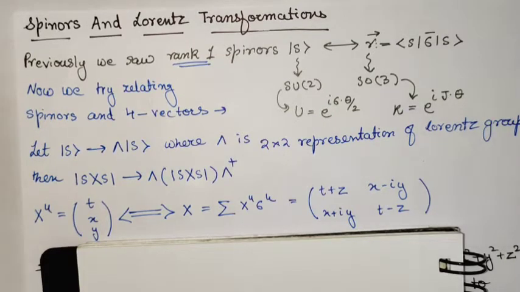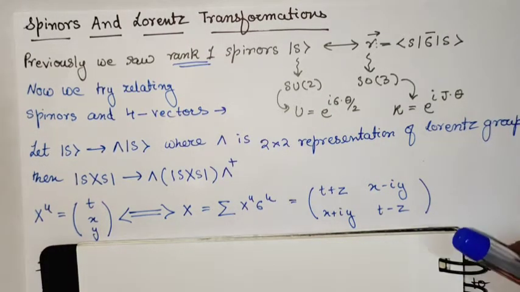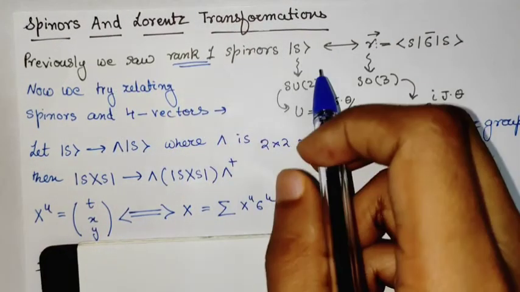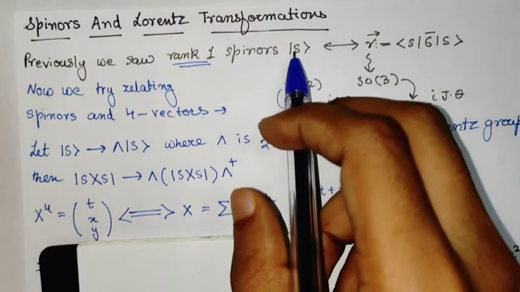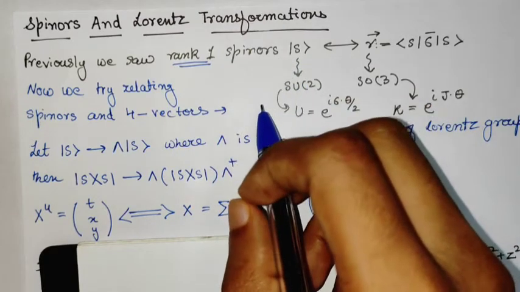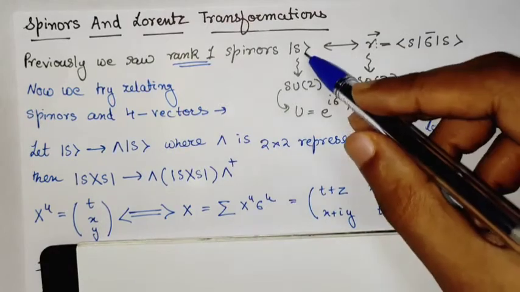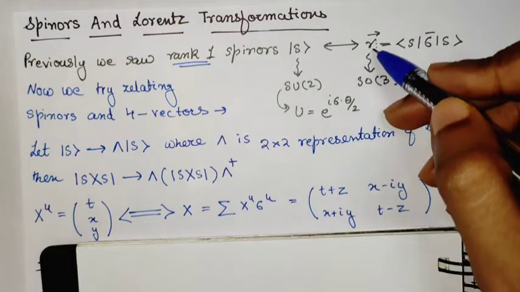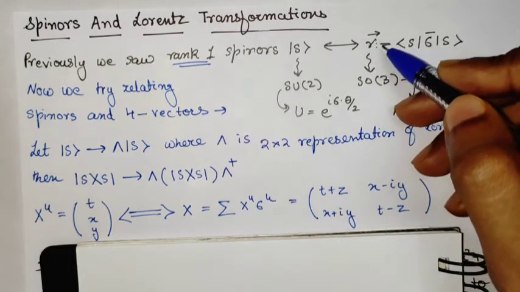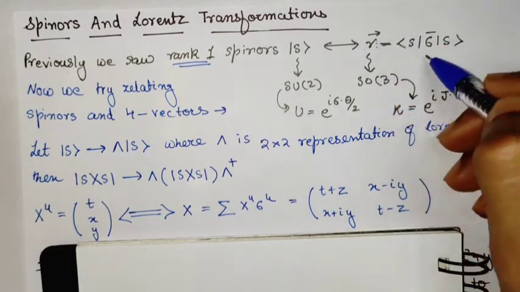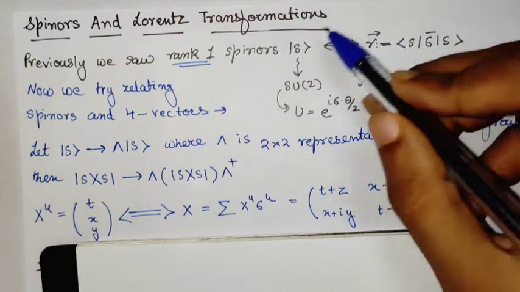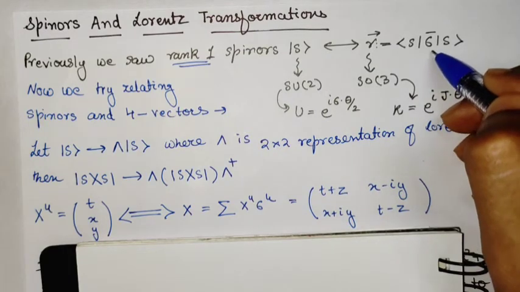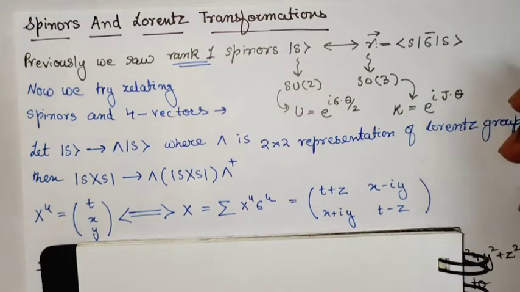Well, in this video, I will be discussing spinors and Lorentz transformations. So previously we discussed how rank 1 spinors, denoted like this, which were in some sense unnormalized Hilbert space of dimension 2 objects, so they were complex 2-component vectors, were related to this vector, a radial vector in R3. The relation between the R3 vector and a C2 vector is of this form, where we used the Pauli spin matrices sigma x, sigma y, sigma z.